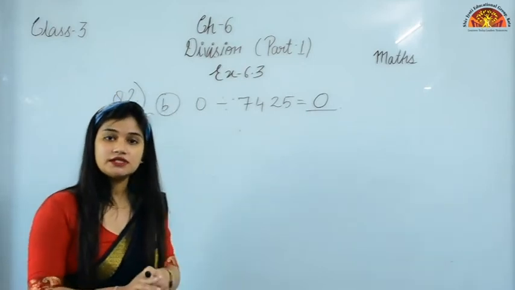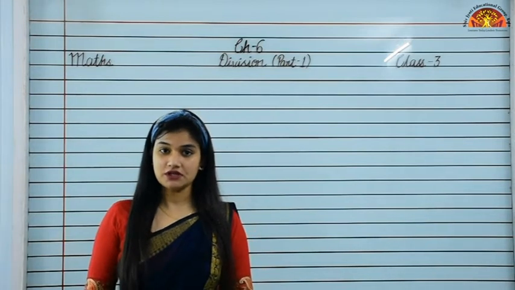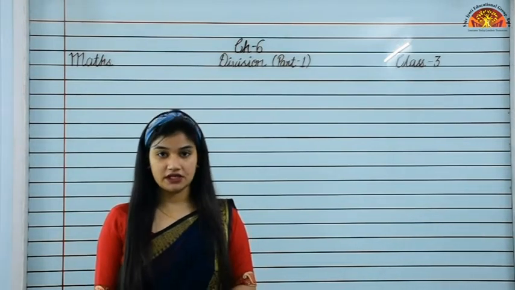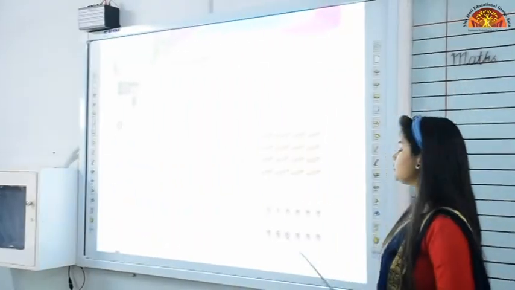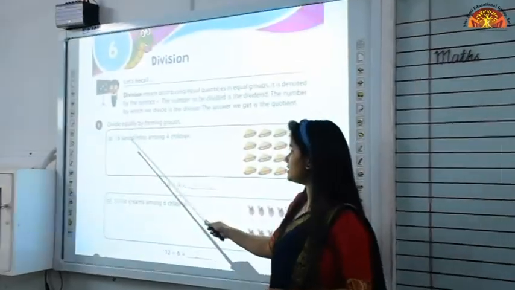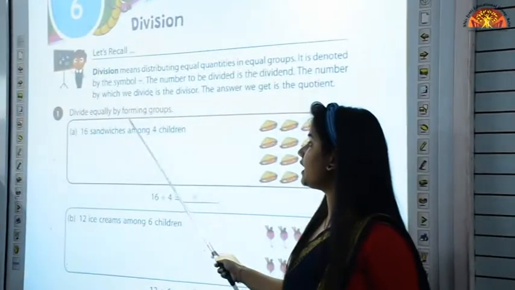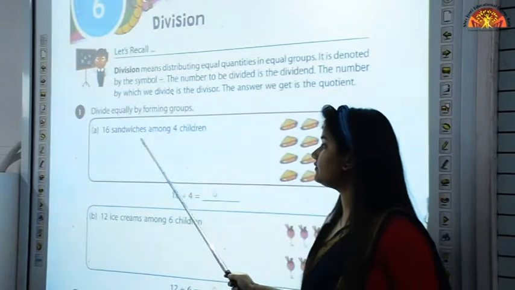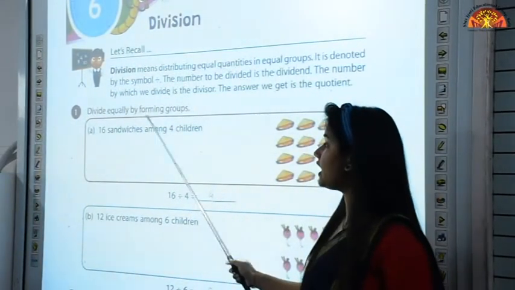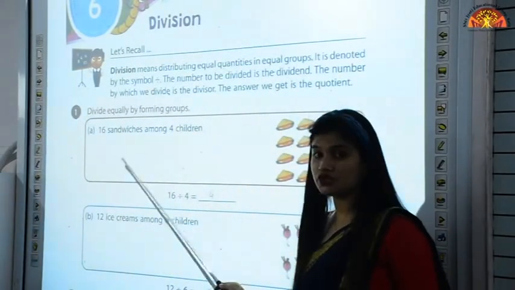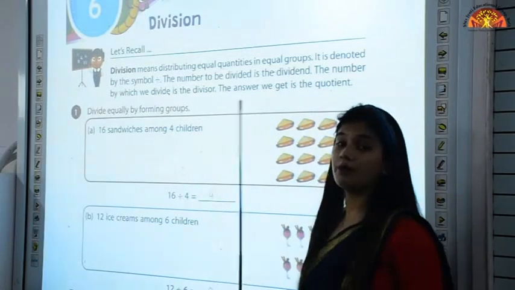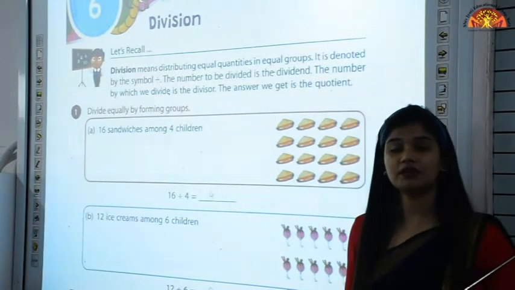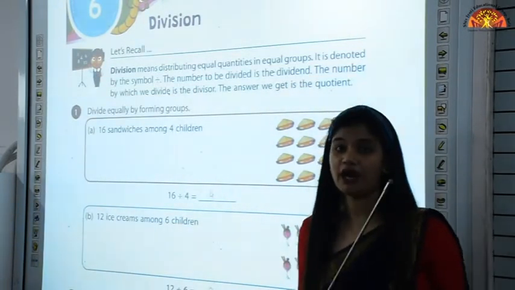Is it clear, students? So students, now we will start the book work of this chapter. Open page number 73 in your book and now we will see the first question. Question number 1 is, divide equally by forming groups. A part is 16 sandwiches among 4 children. We have to divide 16 sandwiches among 4 children by forming groups.